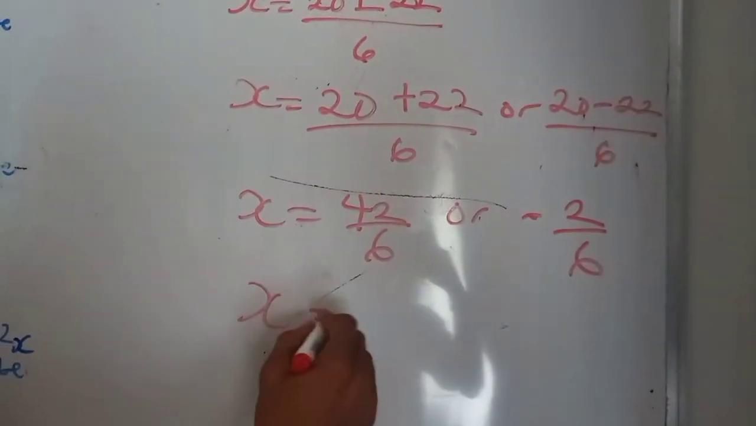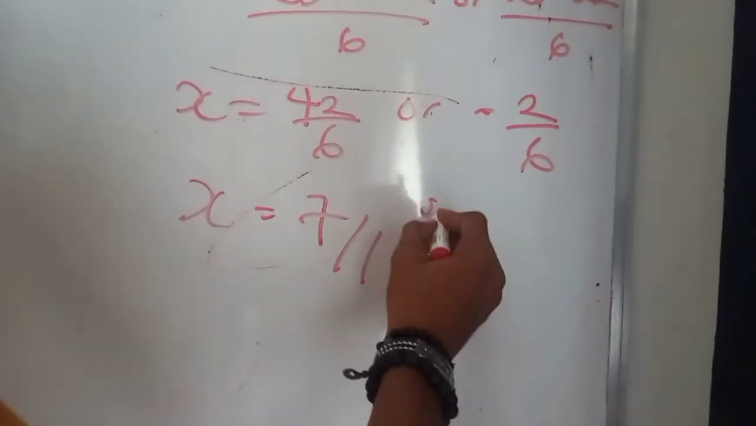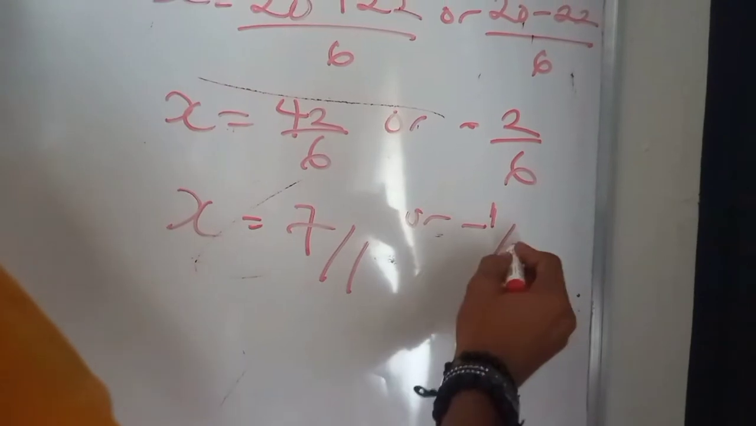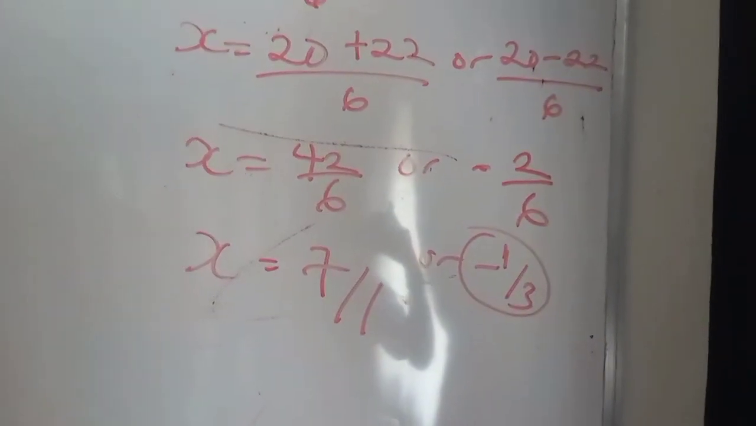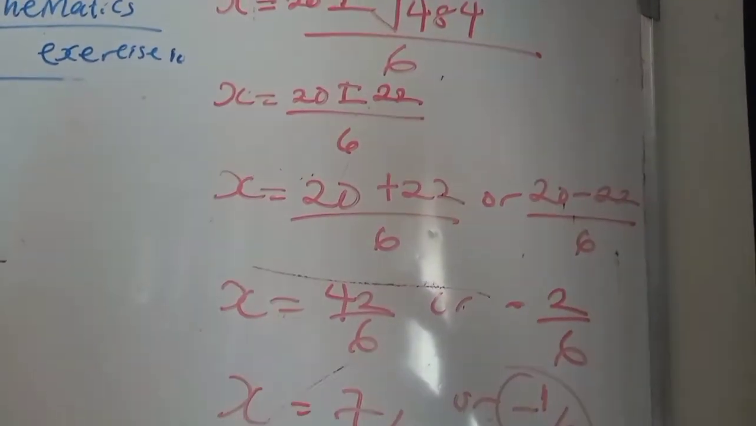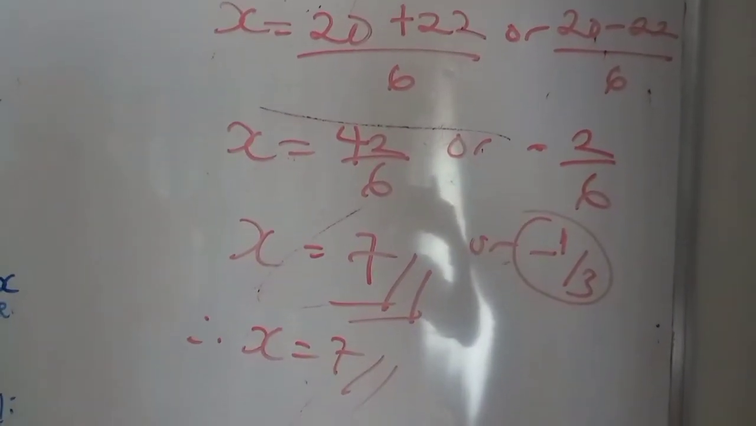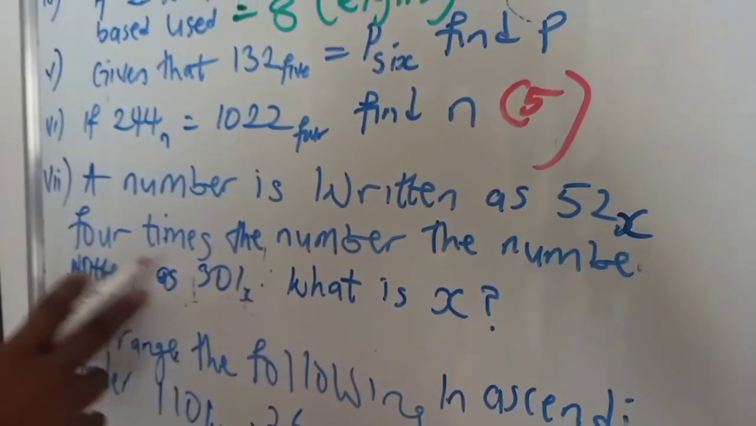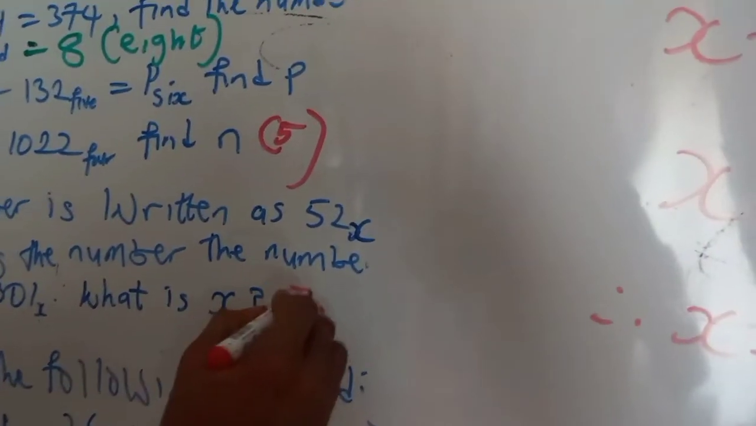Can I say x equals 42 divided by 6, which is 7, or minus 1 over 3. Definitely we can't have a negative as our number, or as our x. So 7 is our final answer. Therefore x equals 7. So being that this is our question, that a number is written as 52 base x, 4 times the number is written as 301 base x, what is x? x is 7. So 7 is our x. So we go to the next question.